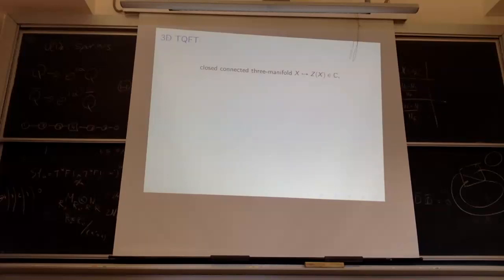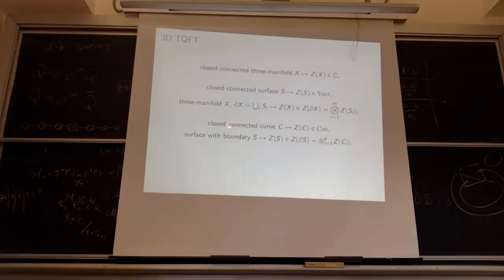Just a reminder about 3D TQFT. A 3D TQFT would attach a number to a three-manifold, and to a surface a vector space. If you have a three-manifold with boundary, then it would attach an element of the tensor product of the vector spaces attached to the boundary. If you have a closed connected surface, it would attach a category, and to a surface with boundary, it would attach an element inside of this category. These are just the usual assumptions. To a point, we attach an object in a two-category, and if you have an interval connecting two points, we have two different objects, and then you would get some kind of morphism between them.